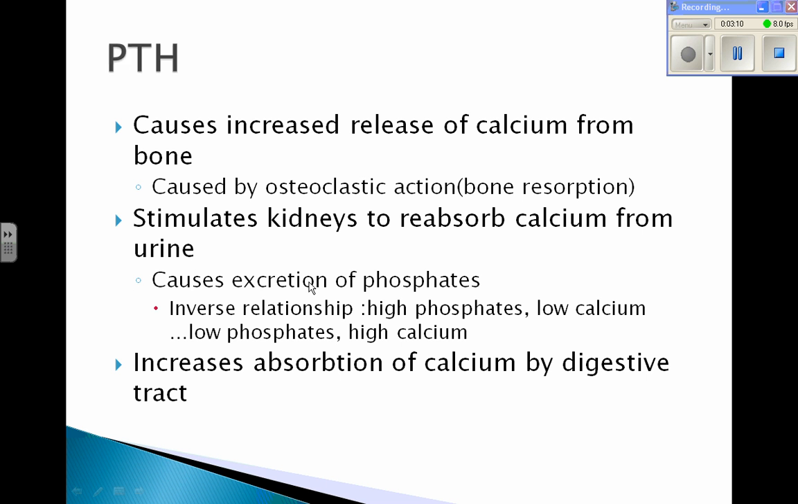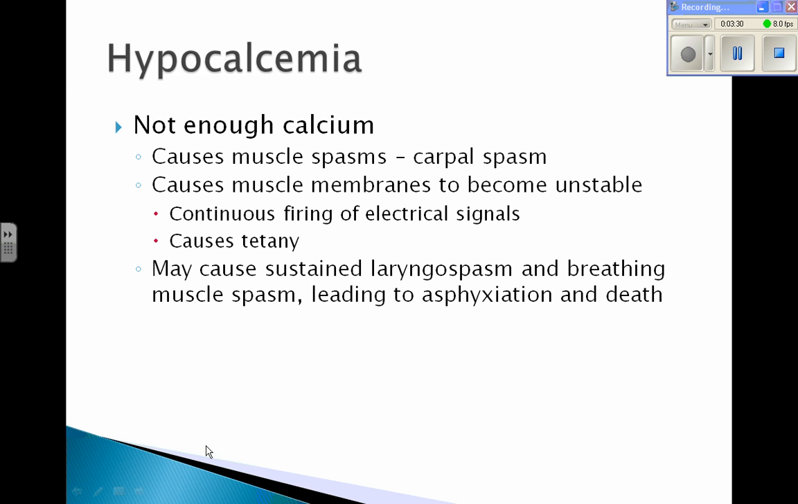There's an inversely proportional relationship between phosphates and calcium. As phosphates are excreted, calcium is retained. As phosphates are retained, calcium is excreted. Okay. So high phosphates, low calcium, low phosphates, high calcium. It's increased absorption of calcium by the digestive tract as well.